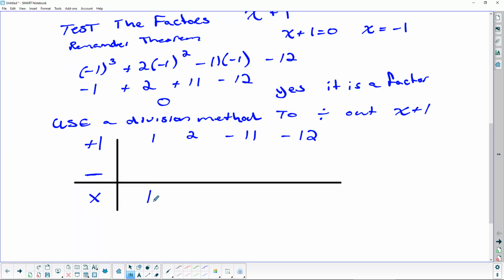1 times 1 is 1. 2 minus 1 is 1. Oh boy, we got a lot of 1s. Okay, 1 times 1 is 1. Negative 11 minus 1 is negative 12. Negative 12 times 1 is negative 12. Negative 12 minus negative 12 is 0.